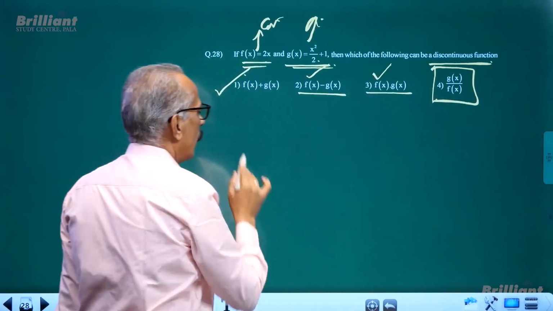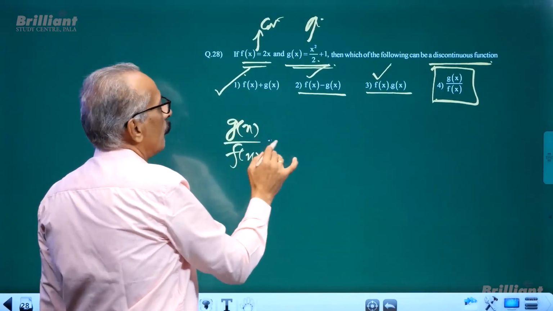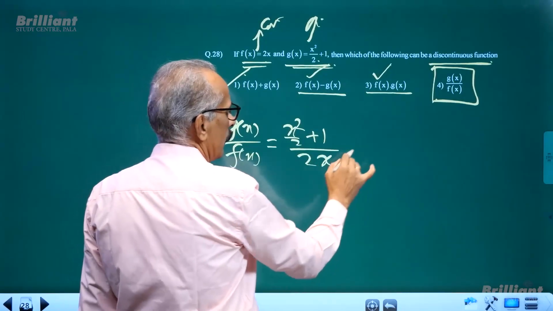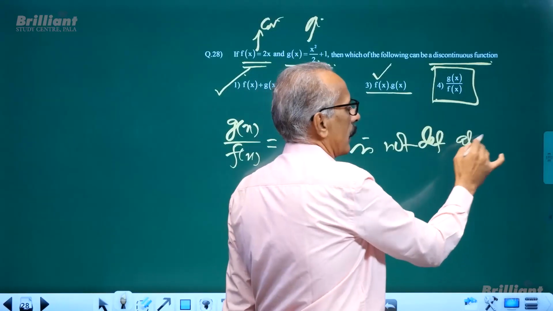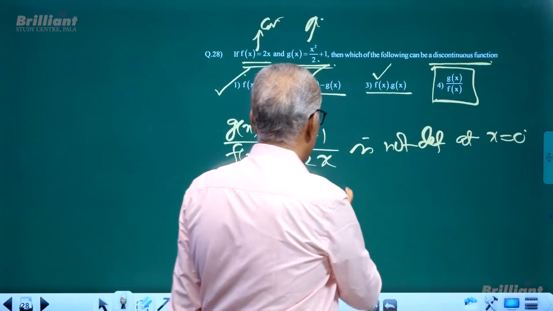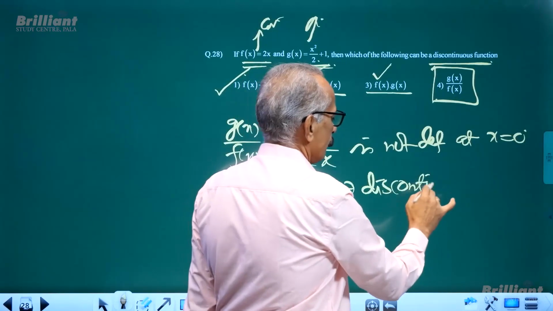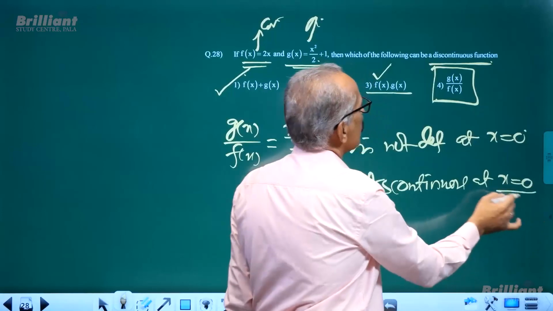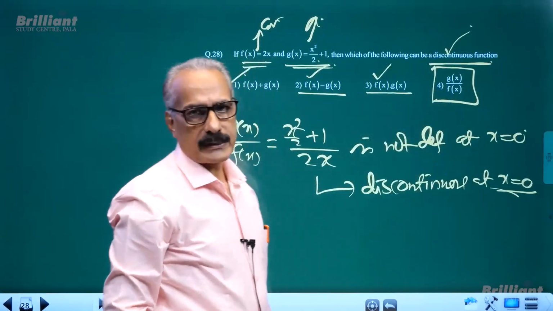Why is it so? I'll write g(x) divided by f(x). What is g(x)? x square by 2 plus 1, divided by 2x. This is not defined at x equal to 0. Therefore, it is discontinuous at x equal to 0. That is why, what is discontinuous? Discontinuous is this, f(x) divided by g(x).